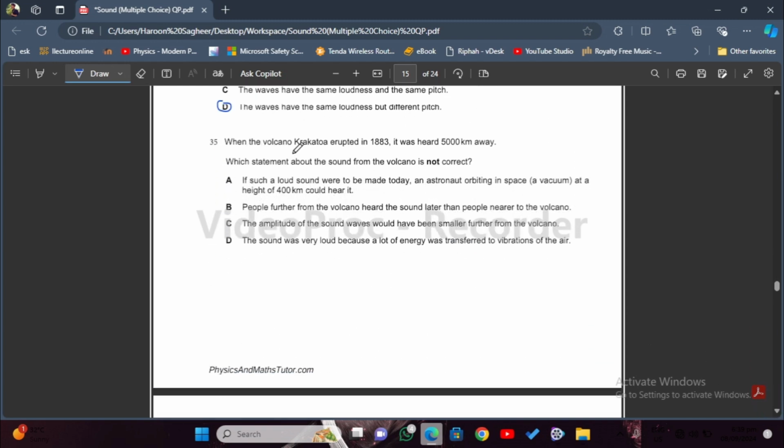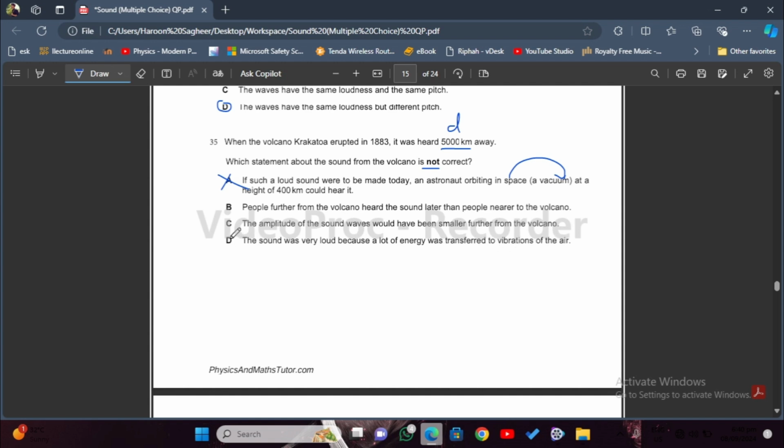When the volcano Krakatoa erupted in 1883, it was heard 5,000 kilometers away. That is the distance. Which statement about the sound of the volcano is not correct? That's a huge distance. If such a loud sound were made today, an astronaut orbiting in space in the vacuum would not hear it, because sound waves cannot travel in a vacuum. People further from the volcano heard the sound later than people nearer to it. That is correct. The amplitude of the sound wave would have been smaller further from the volcano. That is correct. The sound wave was very loud because a lot of energy was transferred by the vibration of the air.